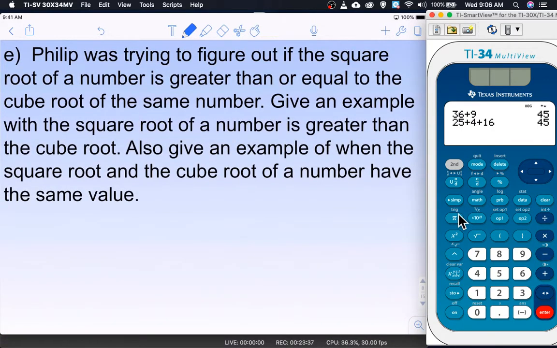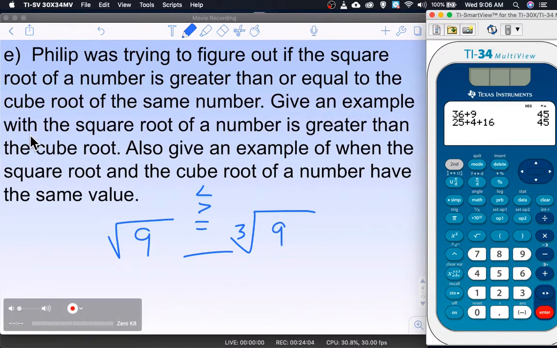Letter E. Philip was trying to figure out if the square root of a number is greater than or equal to the cube root of the same number. So just make sense of that first sentence already. So if I square root, say, 9, I want to know, is it going to be bigger, smaller, or the same as the cube root? Okay, that's kind of what he's getting at.